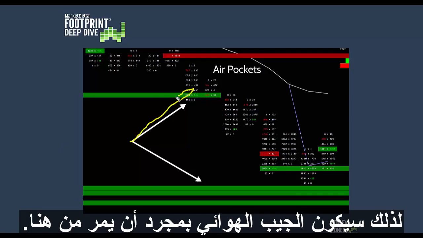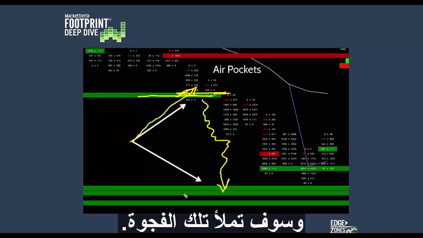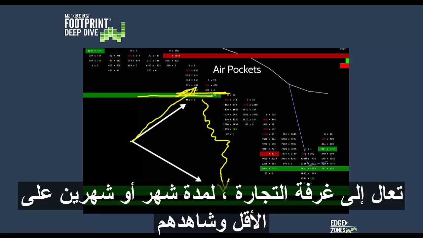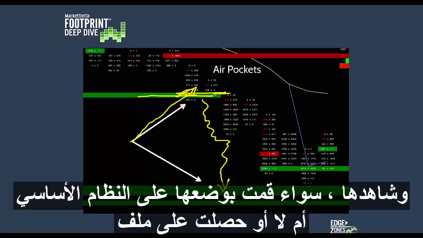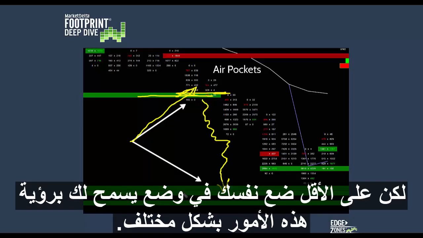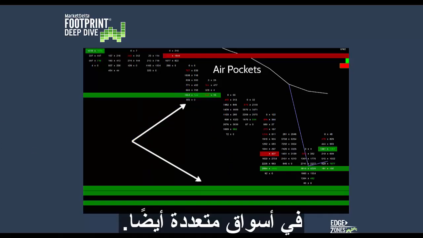So the air pocket would be, once it gets through here, there's a pocket of not a lot of support until you get down to there. And it's going to fill that gap. And I want people, when you have access to these things, to come to the trading room for at least a month or two and watch them and see it, whether or not you put it on your platform or get the Market Delta desktop to use it, but at least put yourself in a position to see these different ideas working in multiple markets as well.